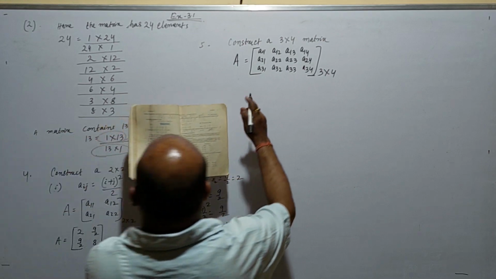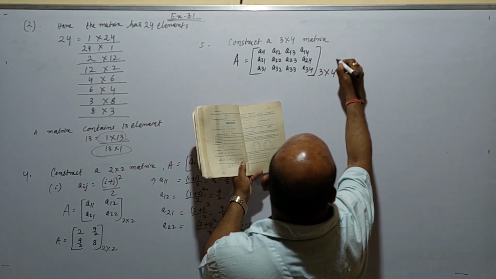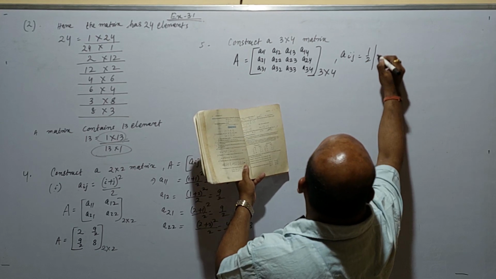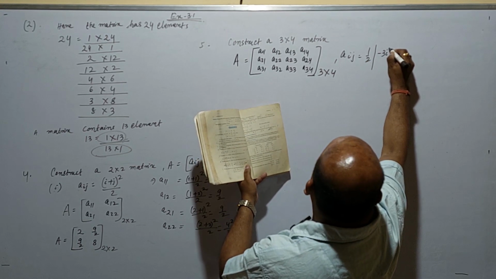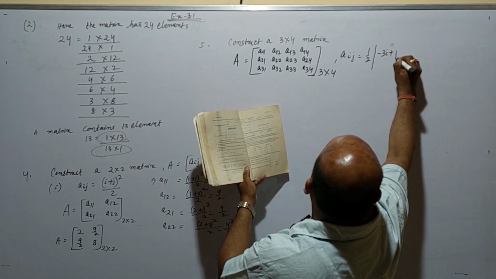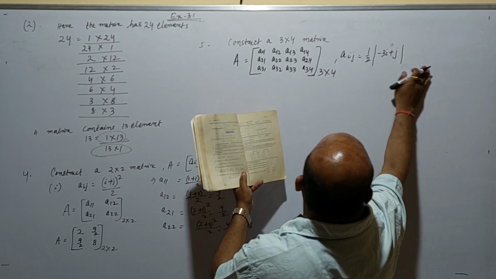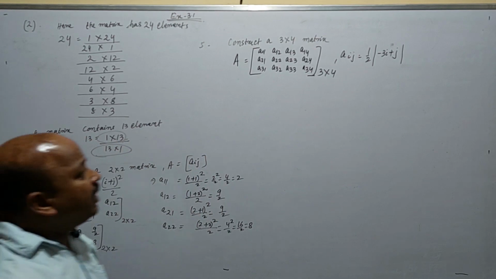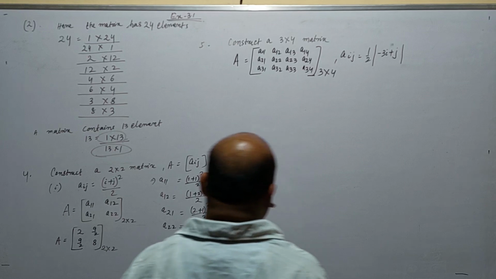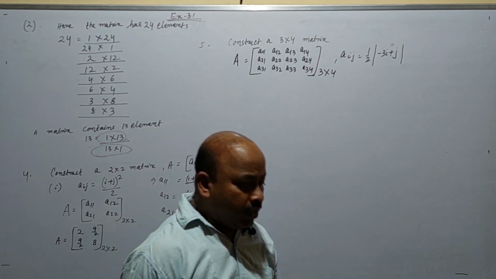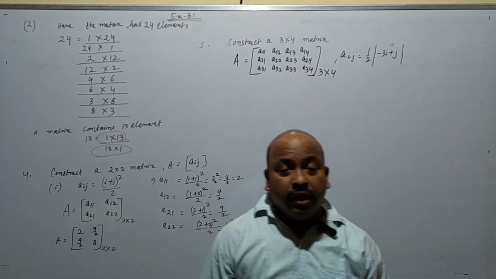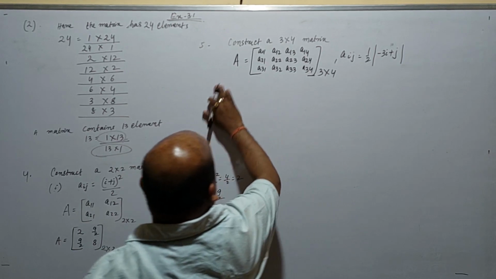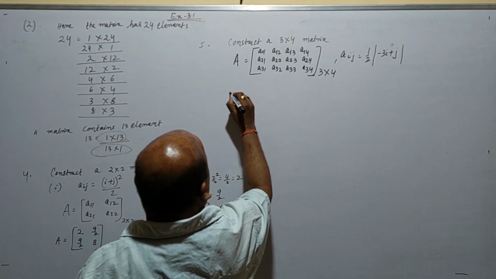And here what is given? aij is half into modulus value of minus 3i plus j, the absolute value of minus 3i plus j. So you know that, students, the modulus value of every real number is always positive. Okay, so just a minute.